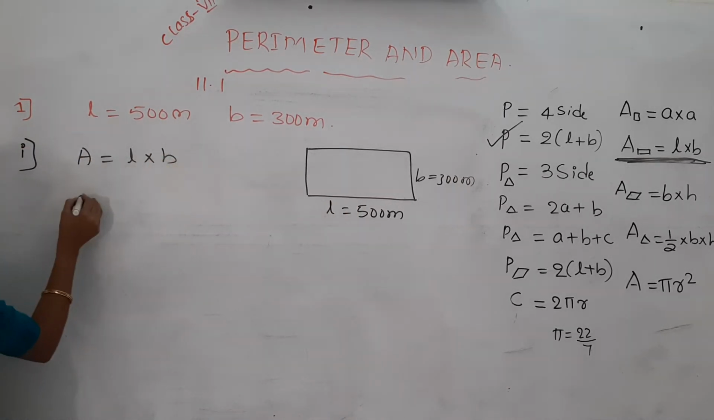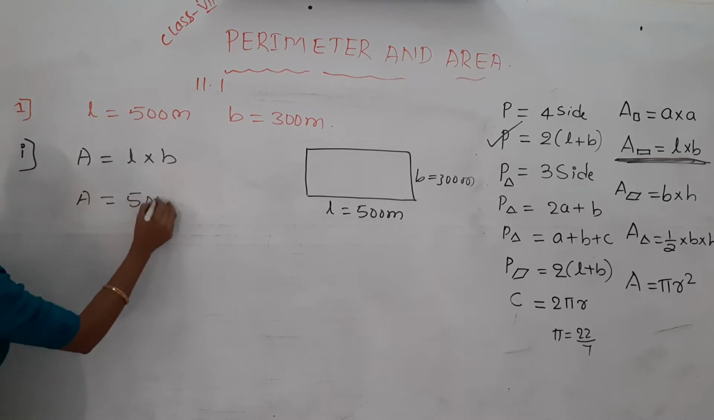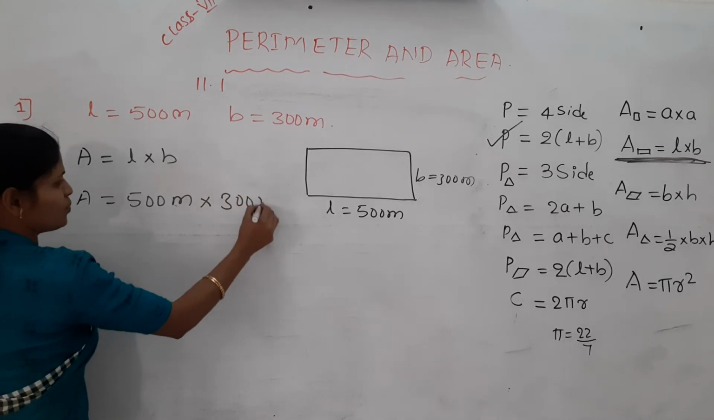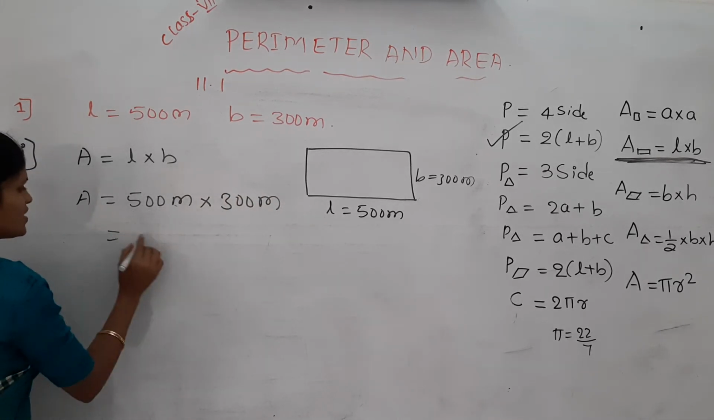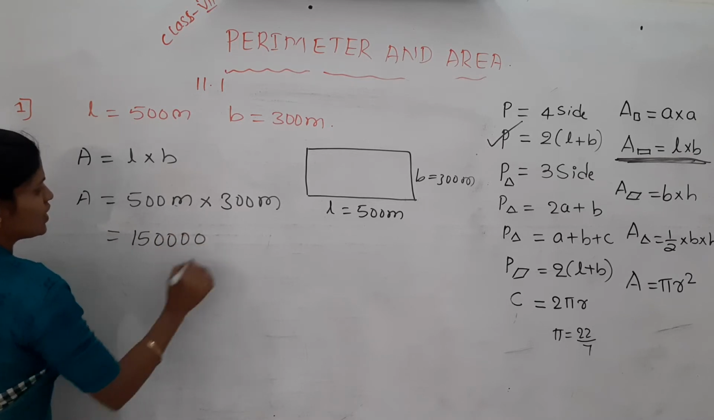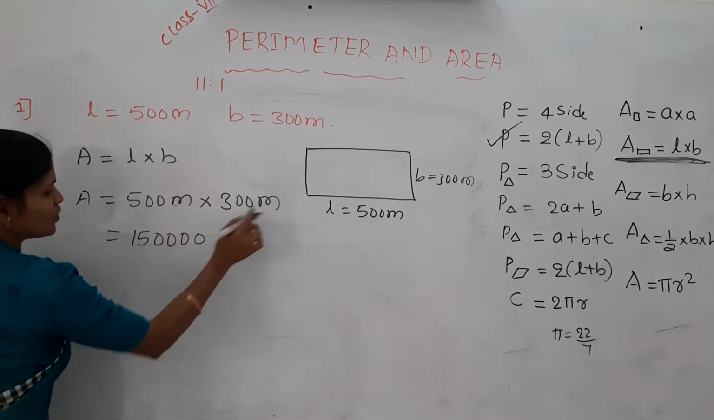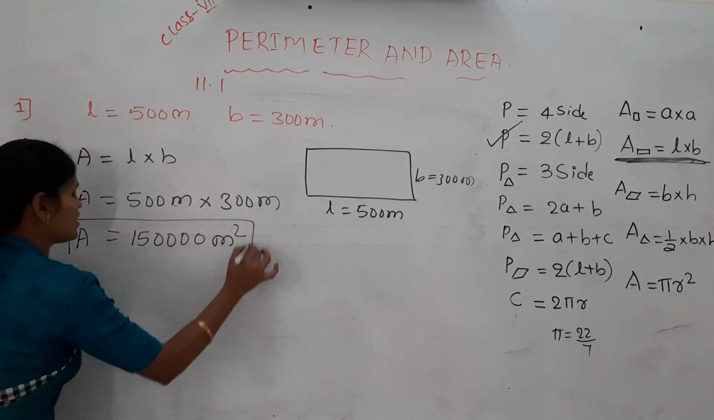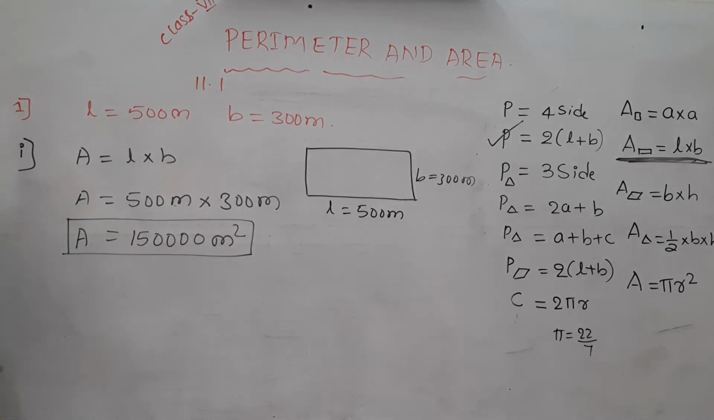Area of a rectangle is length into breadth. So area is length 500 meter into 300 meter. So 5 threes are 15, then zeros, so 150,000 into meter square. So the area of the rectangular land is what?